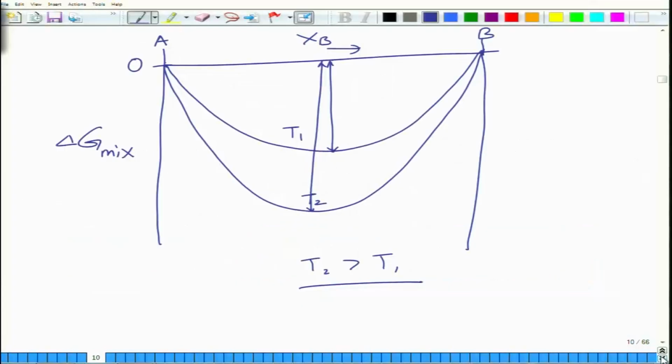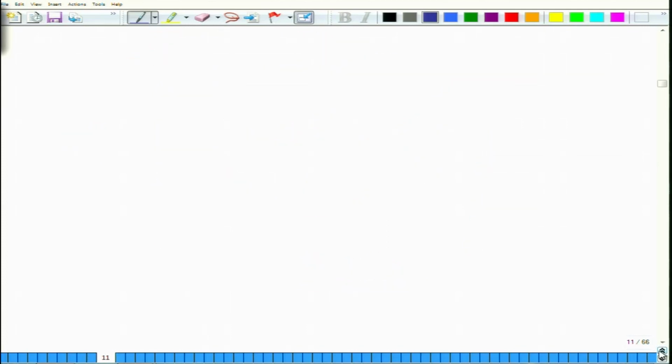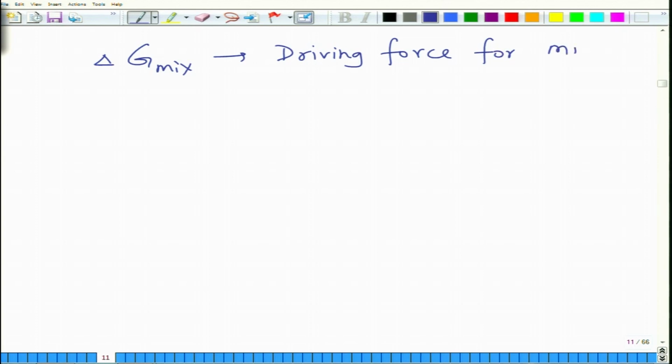So, let us now move on to this free energy of mixing, delta G mixing. You can say it is the driving force for mixing.